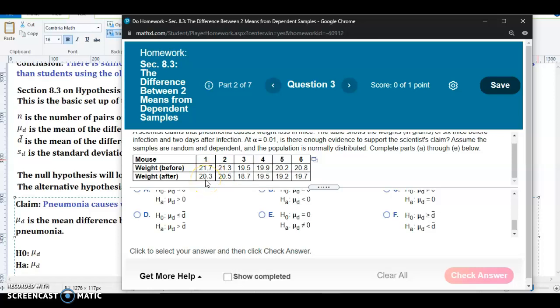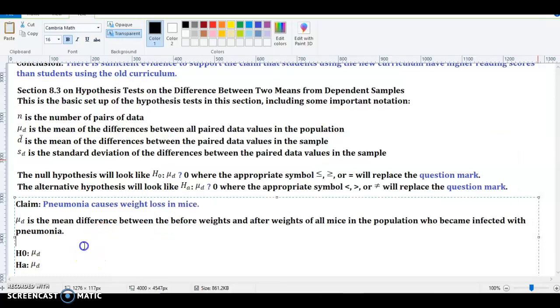So what that means is that the difference between the before weight and after weight should be positive. If the difference between the before weight and after weight is positive, it means that weight loss occurred. If there's no difference, if the before weight and after weight are the same, there was no weight loss. But if the difference between the before weight and after weight is negative, it means the mice gained weight. It means the before weight was less than the after weight, which doesn't appear to be the case in our sample data. So how does that help us set up the null and alternative hypothesis?